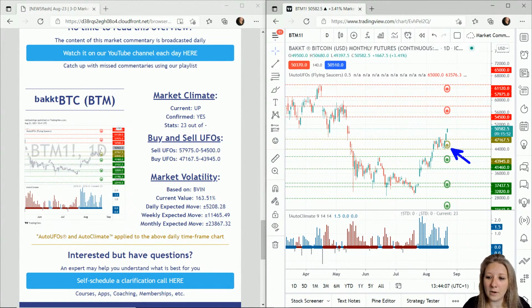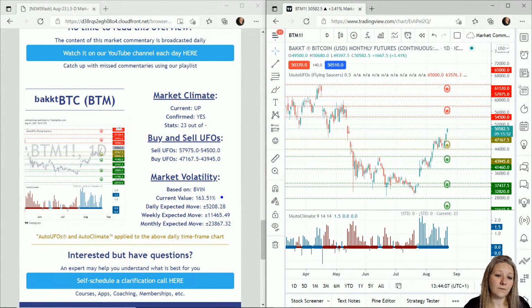Now we have buy orders here at 47,167.5 to 43,945. Those are where we have buy orders. We then have sell orders here at 57,975 to 54,500. So we would expect if price were to hit the sell orders, they would come down a little bit. If price were to come back and hit the buy orders, they'd go up a little bit. For the time being, we are using our climate to give us probability there to the upside.